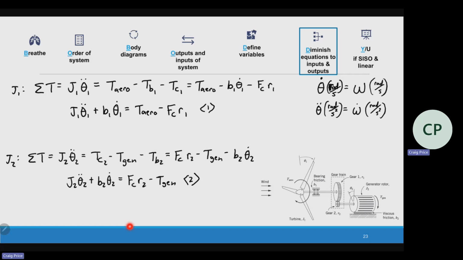So I can simplify my system. Instead of having two second-order equations, I could have two first-order equations. Instead of looking at the actual position of the turbine at any point in time, we could look at it in terms of speed, velocity. So I can take both of these and simplify them a little bit. We put it in terms of omega.